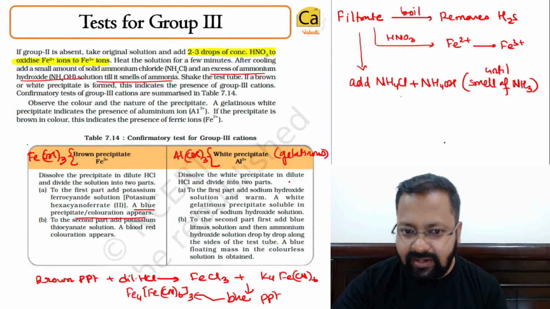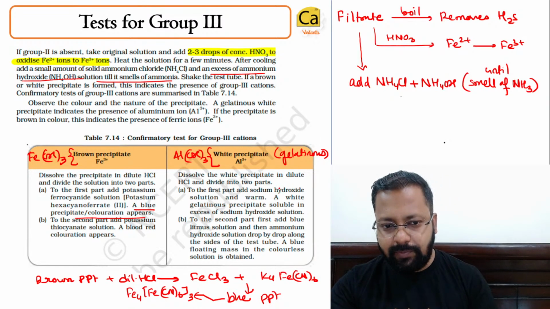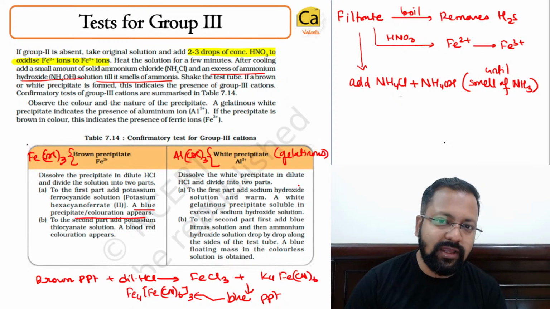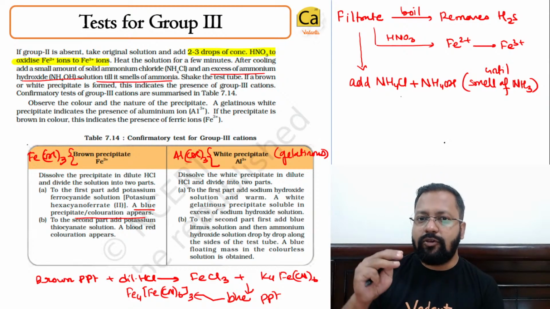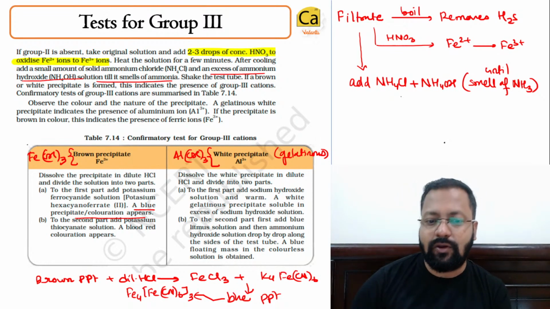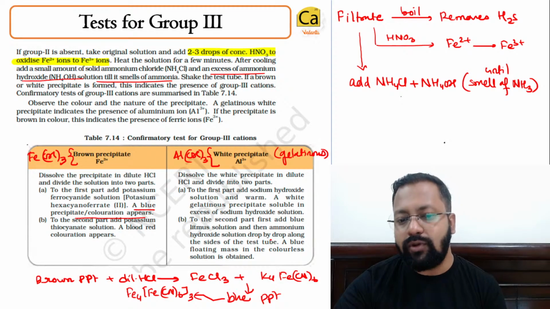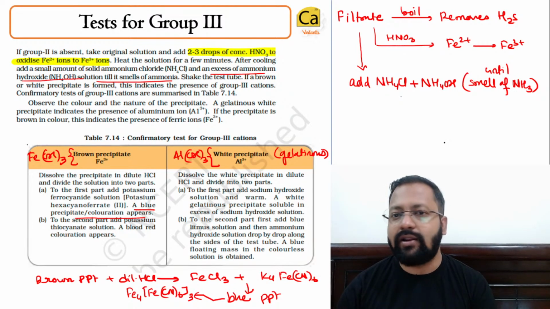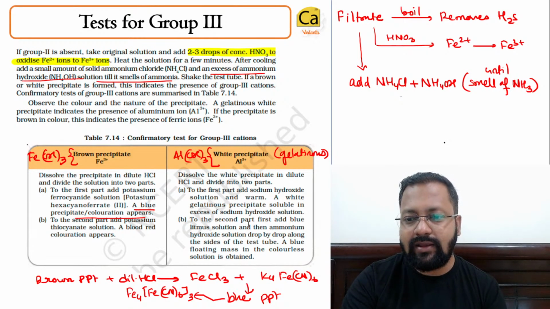Now, if there is a gelatinous white precipitate, what you do is you take this precipitate and add dilute HCl to it. Dissolve the precipitate in dilute HCl, and then you add NaOH. You will re-obtain a gelatinous white precipitate which will be soluble in excess of NaOH. To the other part, you add ammonium hydroxide drop by drop. You will get a blue floating mass in the colorless solution.